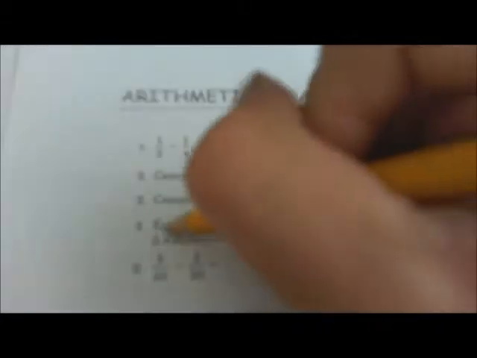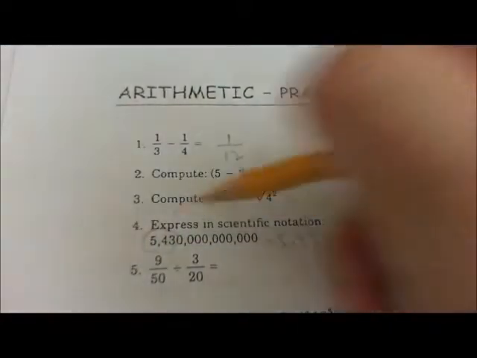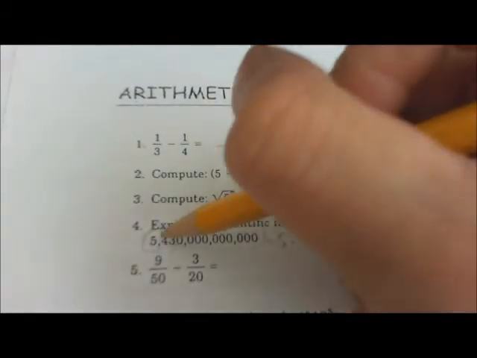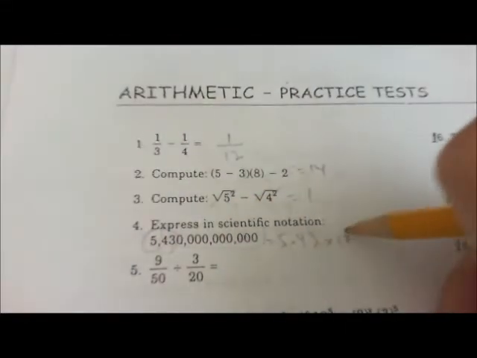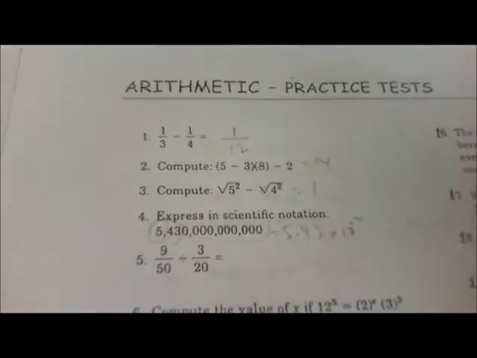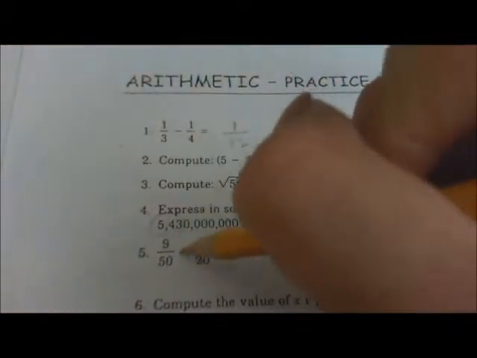Next one, scientific notations. So you put 5.43. So you count from here to here, how many numbers? So it's 3, 6, 1, 2, 3, 4, 12. Times 10 power 12. Divide.